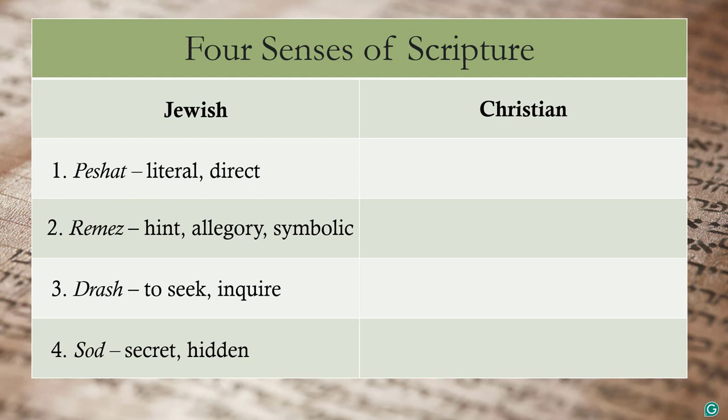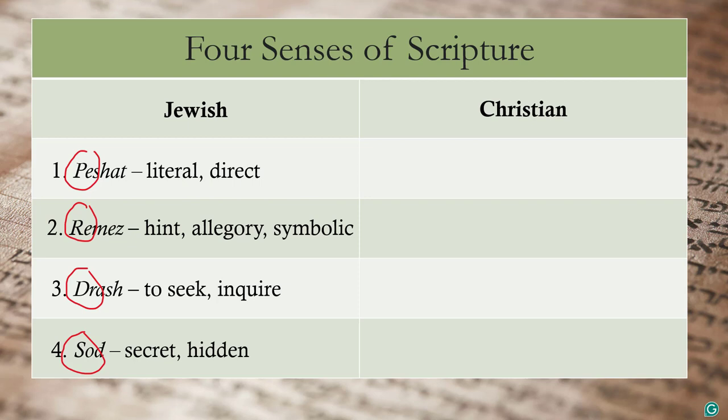In the next lesson, it's really cool, there's an acronym here. You take the P, the R, the D, and the S. The word is PaRDeS. That creates an acronym, but it also gives you a picture of what you're doing when you interpret the Bible. Okay, that's the Jewish side, and again, the next video will be on PaRDeS.